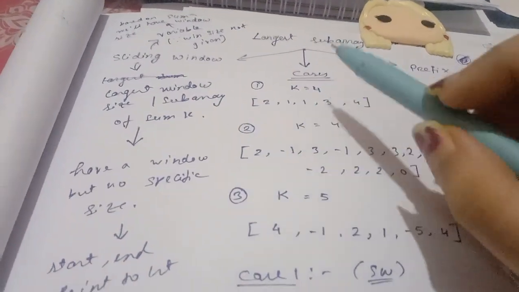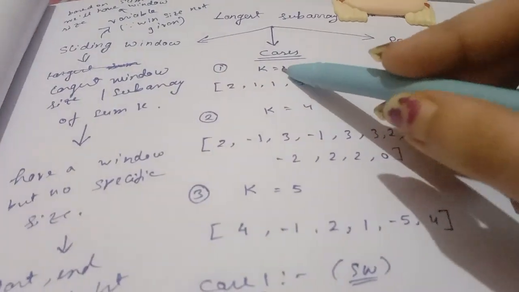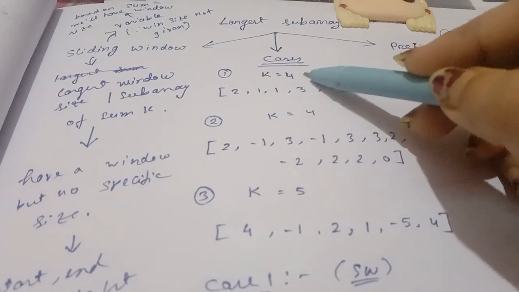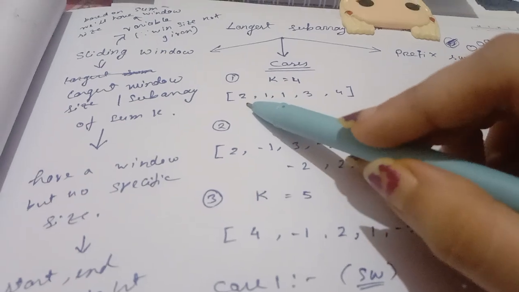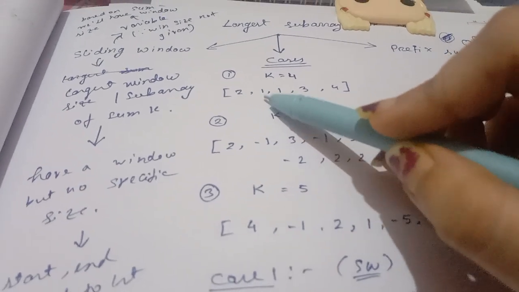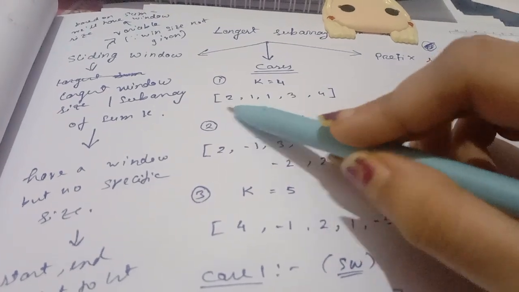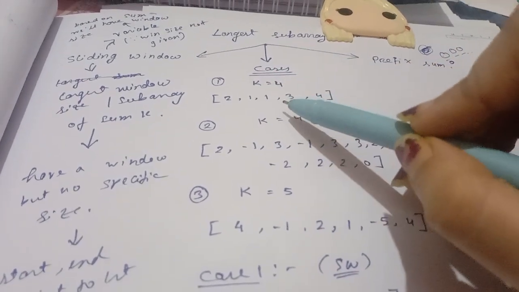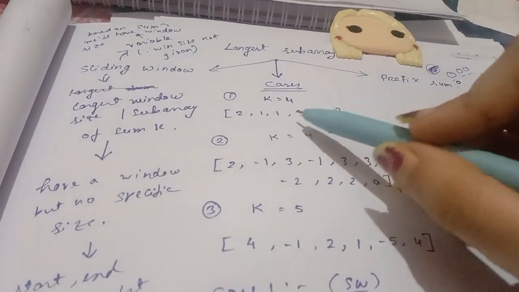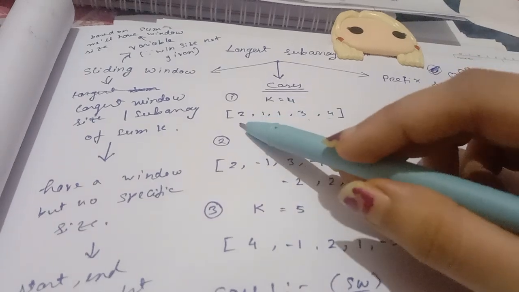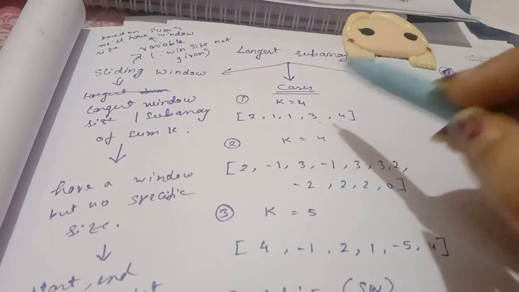But now, what is the question wanting? These are the cases we can have. Suppose we want a sum of 4, and we are given this array. We can see that here 2, 3, 4, if we add each element, is probably the longest subarray, because another subarray is this and another is this. So among all of them, the longest subarray is this part. So how are we going to do the code?